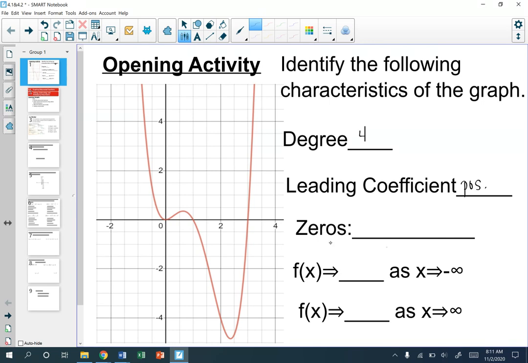Then how many zeros do we have and what are they? Remember, we have 4 zeros. We have a repeated 0 at x equals 0, so we have to write that one twice. Then we have a 0 at x equals 1 and x equals 3. Now we're looking at our end behavior. As x goes to negative infinity, f of x is going to positive infinity. And as x is going to infinity, f of x is going to infinity.